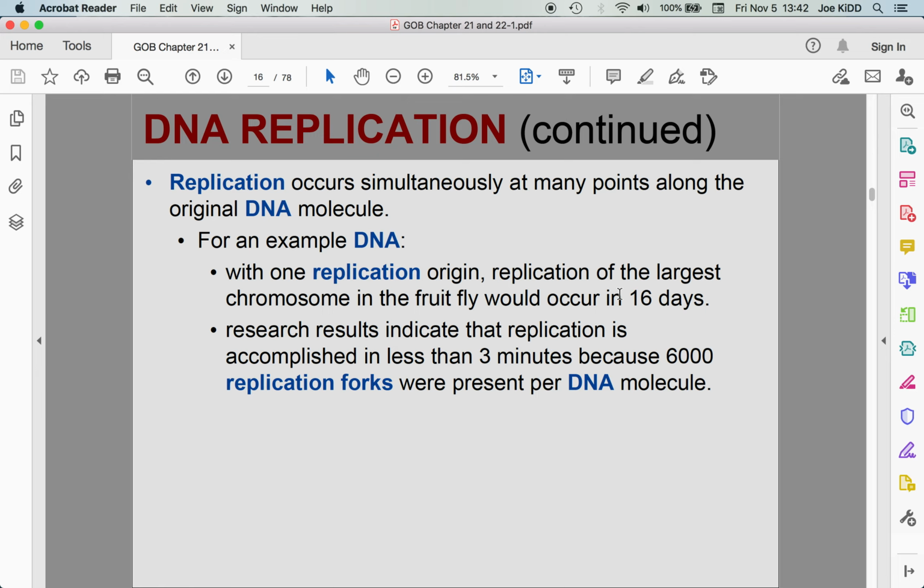As we said, replication will occur simultaneously at many points along the DNA. It would take days and days and days for something as simple as a fruit fly to replicate DNA if it was to be done over a full strand.